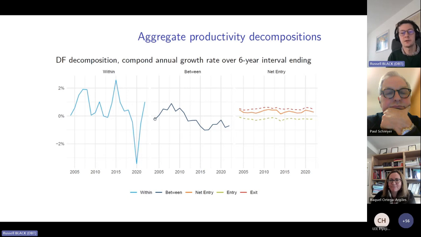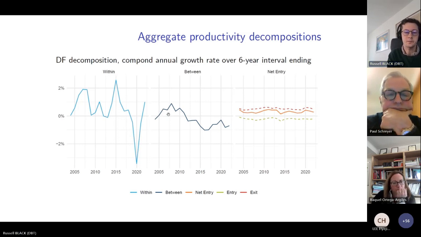The period ending in 2004, actually, that's not the case. Whereas the period ending in 2006, it's very strongly the case. But overall, if you were to average this, it's positive. Within is a bit bouncier.